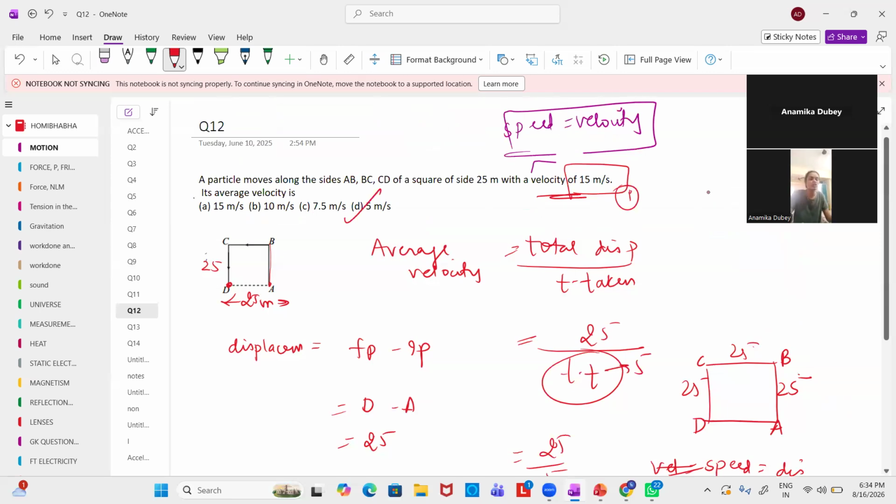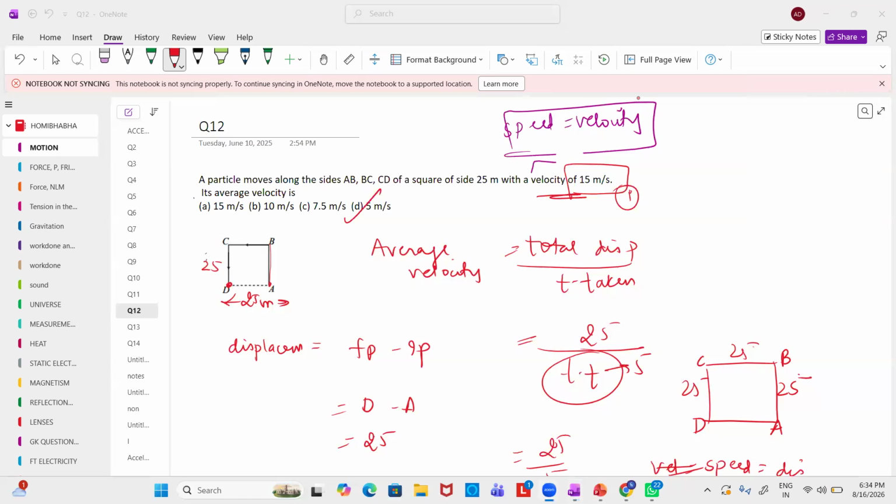So I hope you have understood this part. There are many concepts to be done over here. But currently, in short, this is what I've tried to explain to you all. For the rest of the concepts, we'll connect later.